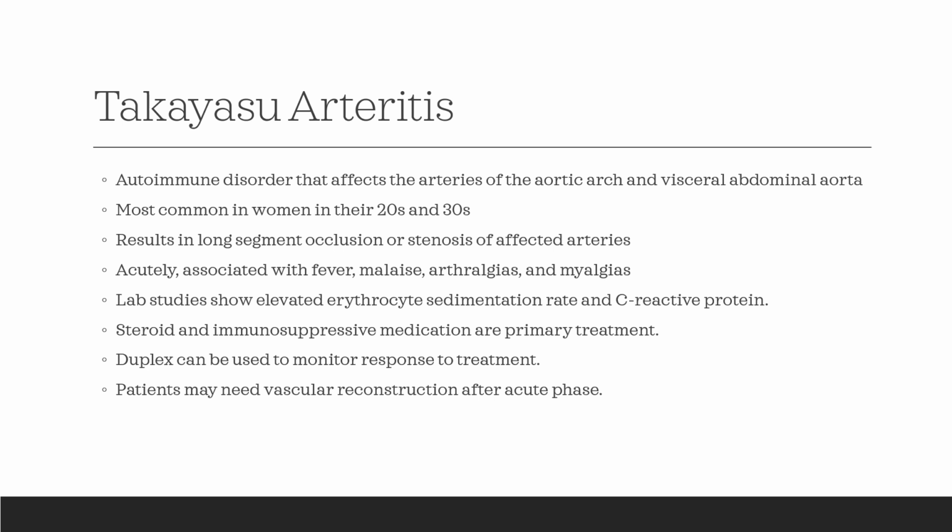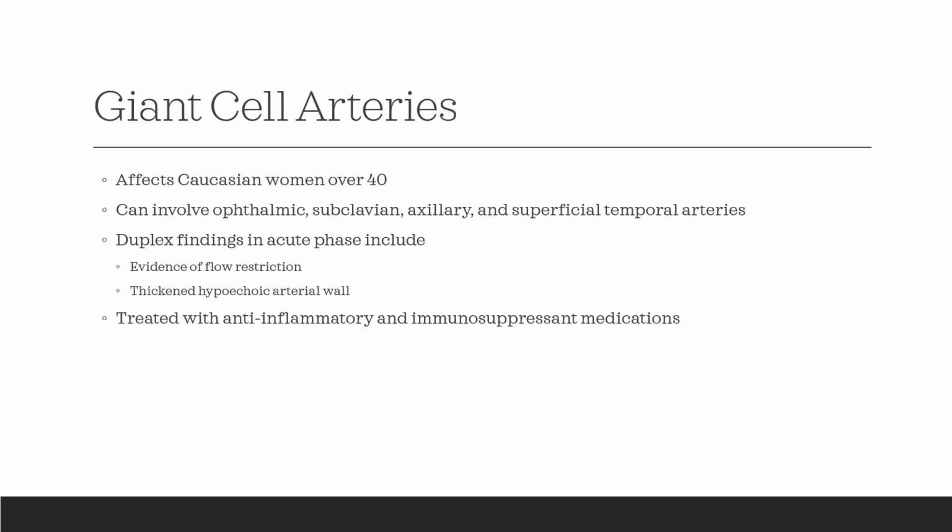arthralgias, and myalgias. Lab studies can be evaluated looking for a sedimentation rate and C-reactive protein. These patients can be treated with immunosuppressive medication or steroid treatment, and then the duplex scans that we can do can monitor response to that treatment. If patients are effectively treated, but after a significant amount of damage, they may need to have vascular reconstructive surgery.